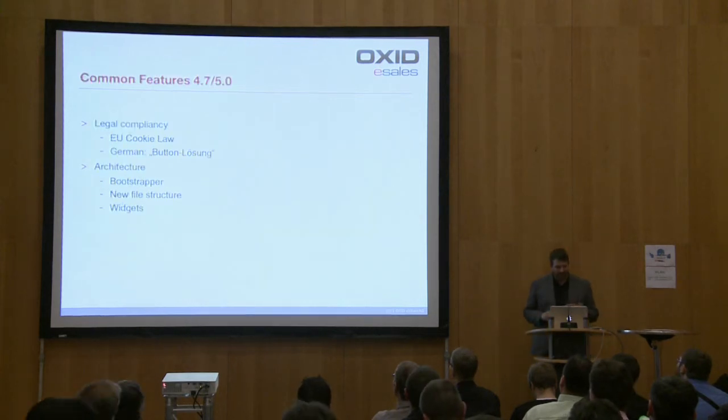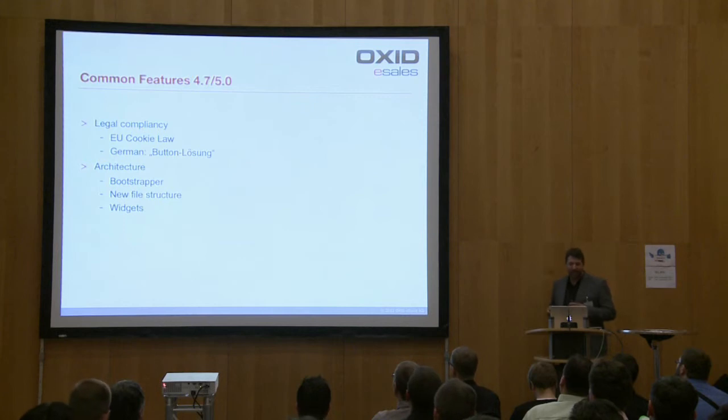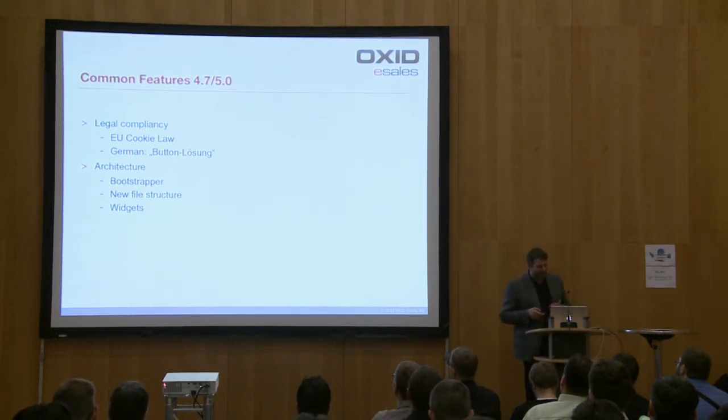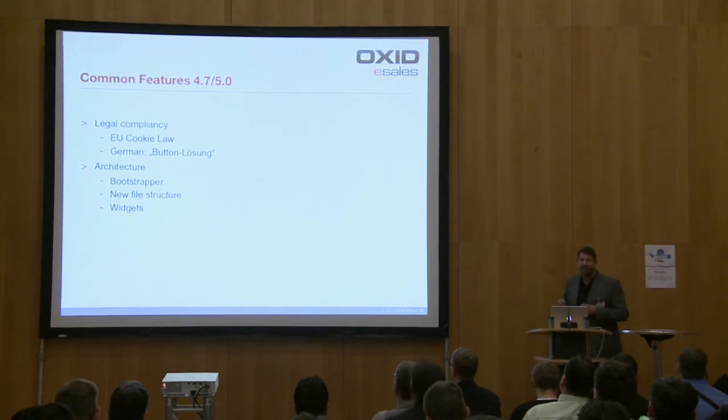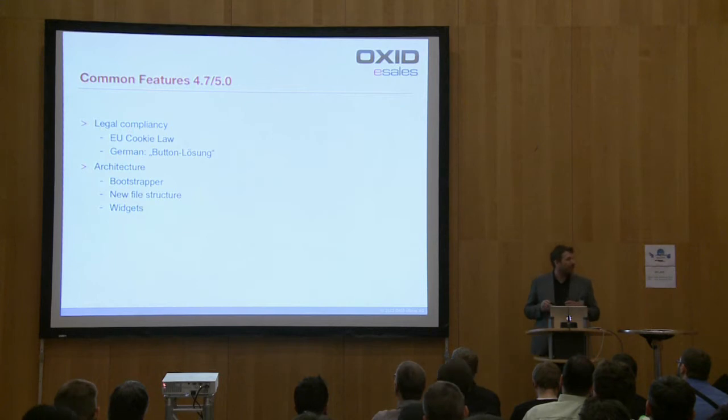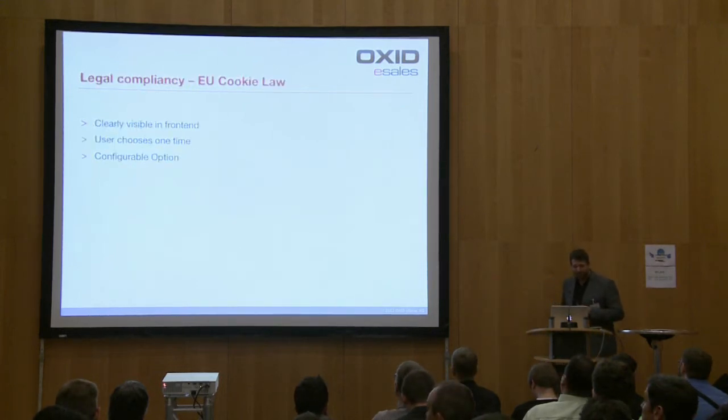What are the common features of the 4.7 and 5.0? Last year there was some controversy about some legal compliances. We had the European Union cookie law, we had the German Buttonlösung. All that kind of stuff needs to be implemented. We've done that. And we also started making larger architectural changes in a way that we're going to continue in the next couple of years to make a more modular, scalable system.